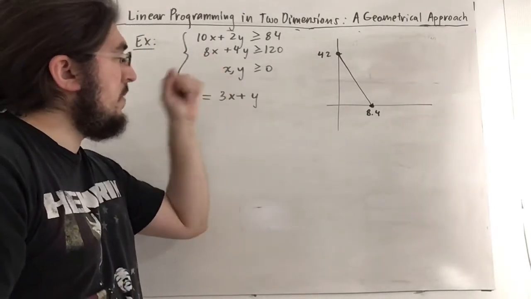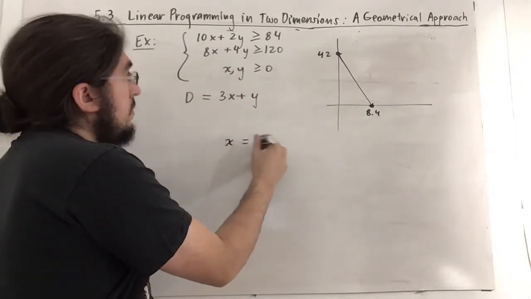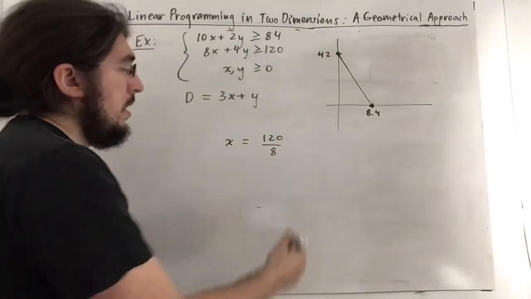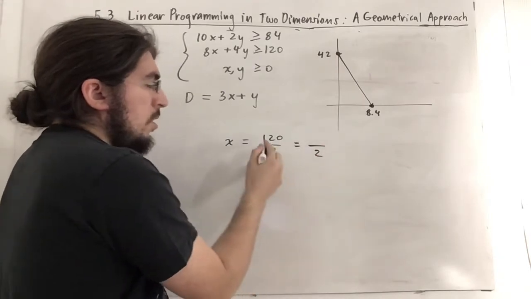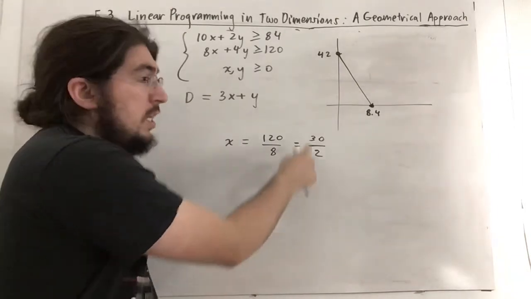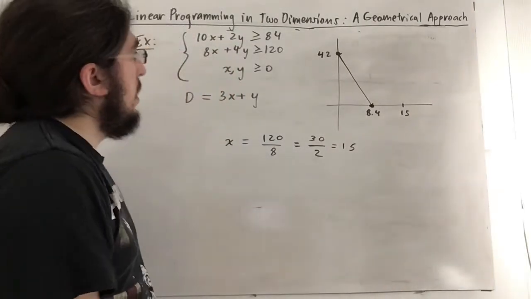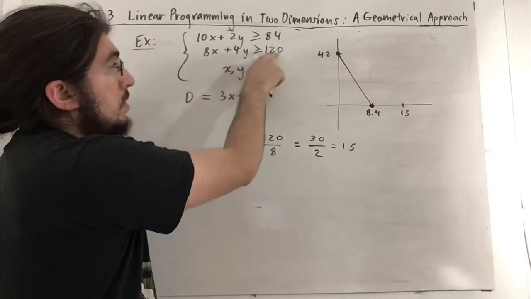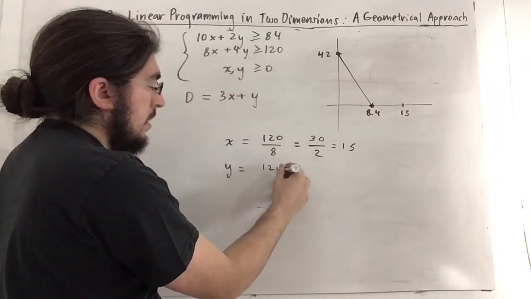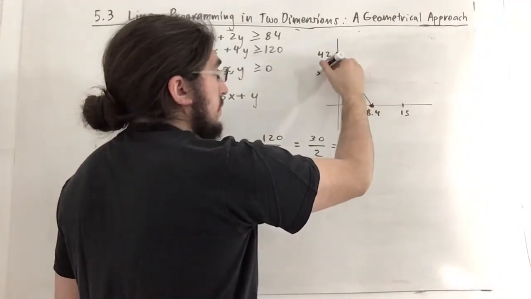I know not to extend to the negative sides because we have non-negative constraints. Okay, for the second line, x would be equal to 120 divided by 8. Let's see, if you divide by 4, 120 divided by 4 is 30, and 8 divided by 4 is 2, so 30 divided by 2 is 15. So that'll be 15 for the x value. The y value would be 120 divided by 4, when x is 0, and that's of course just going to be 30. So that's about here, let's say.